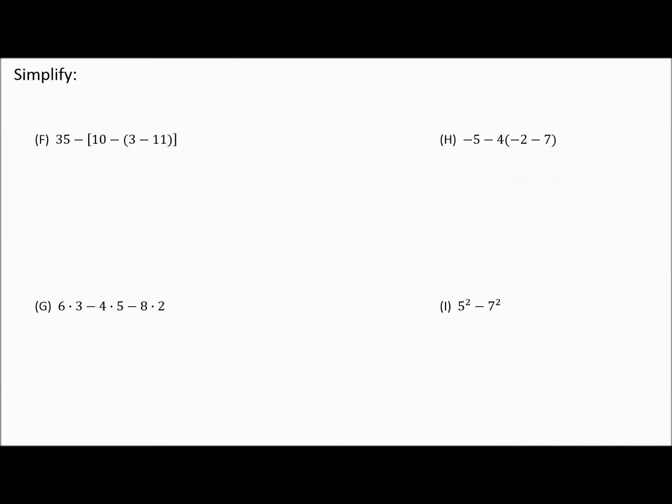Okay, fine. You've got a brand new list. Pause it, do these 4 problems, and see how you do. Now that I'm looking at F, I've got 2 sets of parentheses.